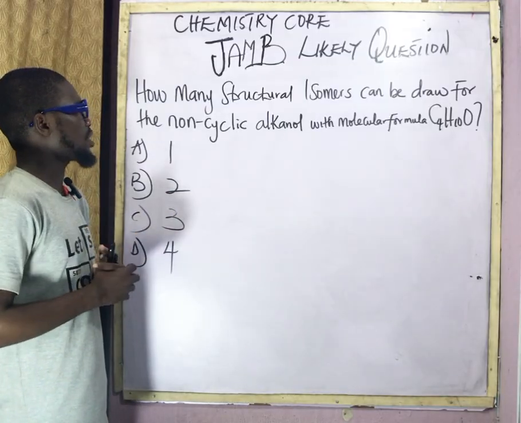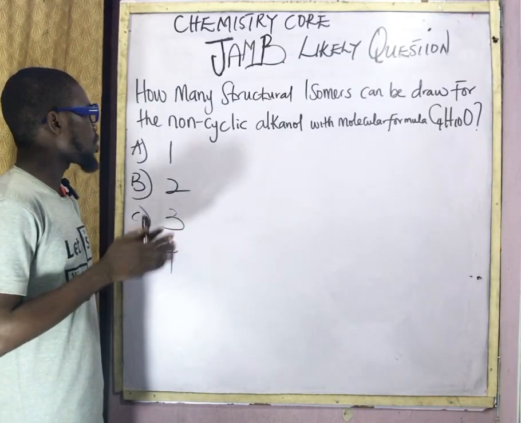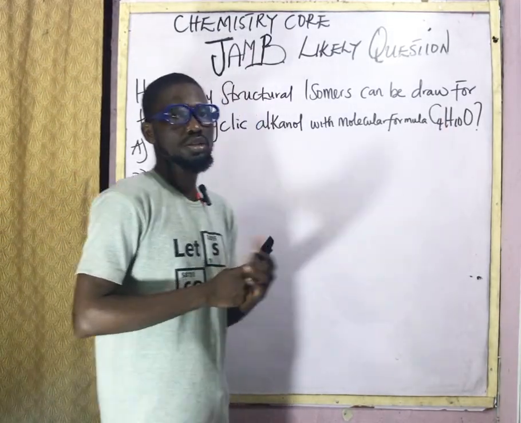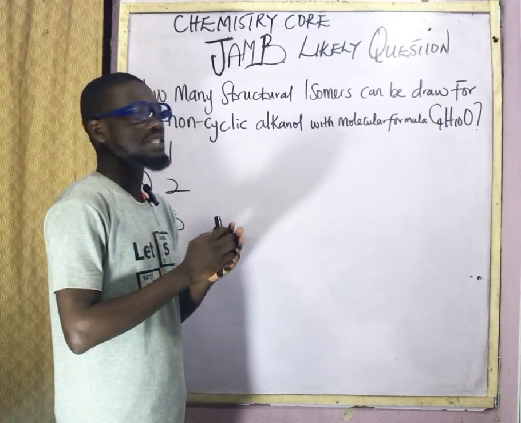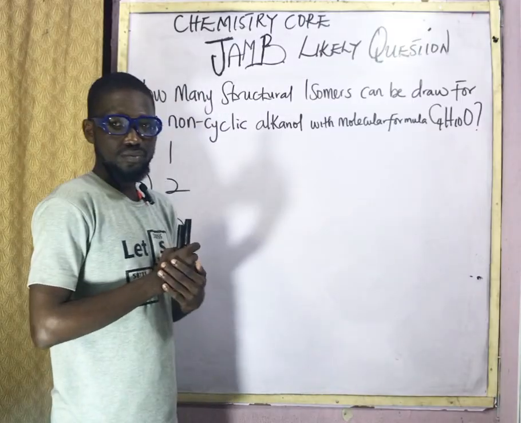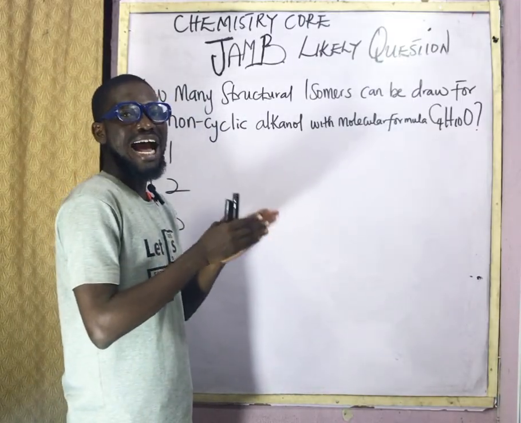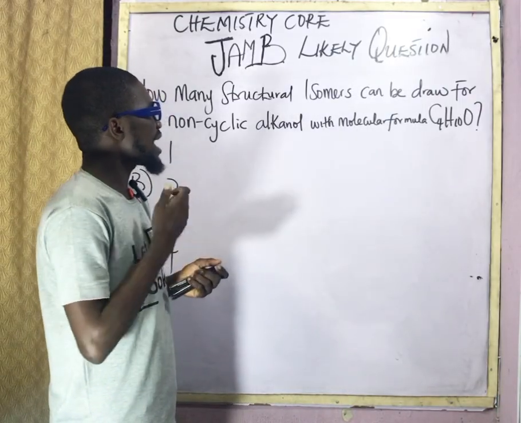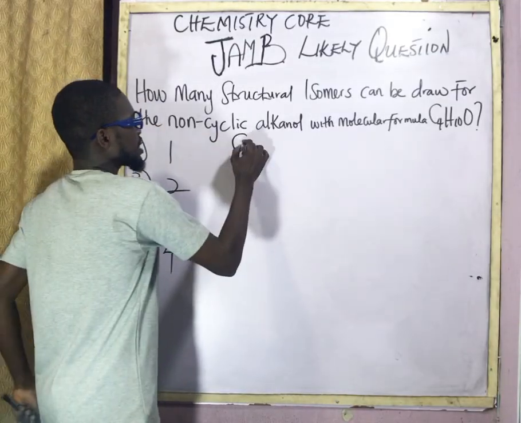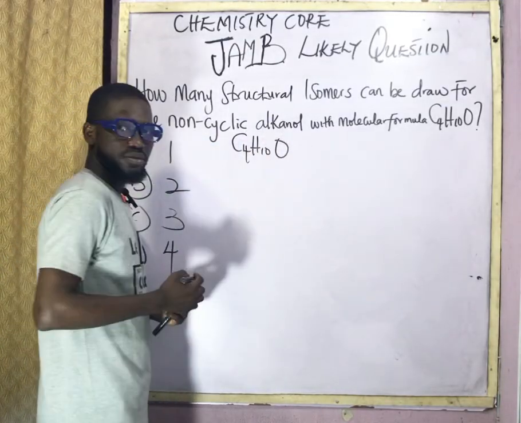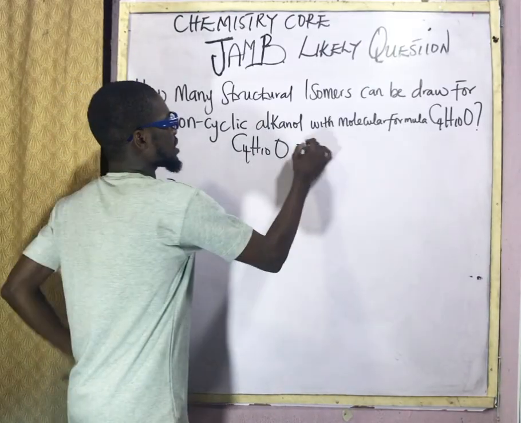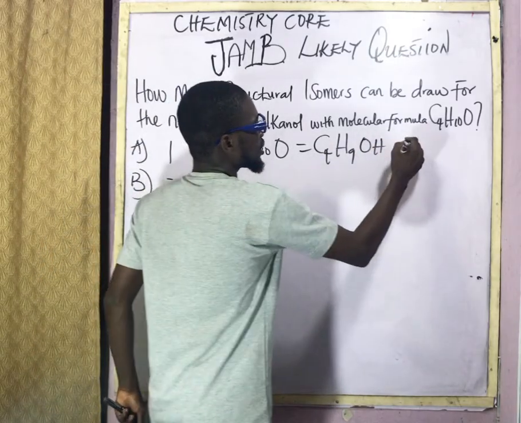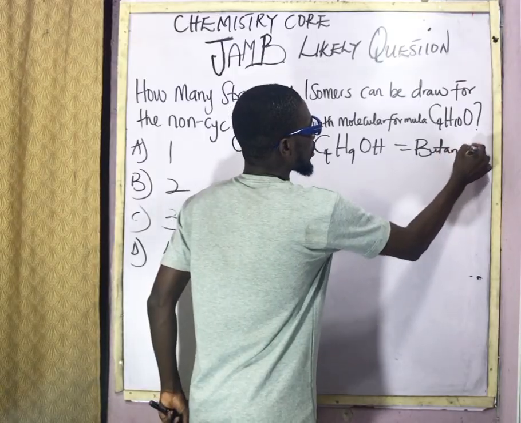Now, how many structural isomers can be drawn for the non-cyclic alkanol with molecular formula C4H10O? The first thing you need to identify here is the name of this compound. As I've told you earlier, isomers have the same molecular formula but different structural formula. We have C4H10O. If you remove one hydrogen from this place, you'll have 9, then add the hydrogen to this oxygen, we have OH. This compound is called butanol.